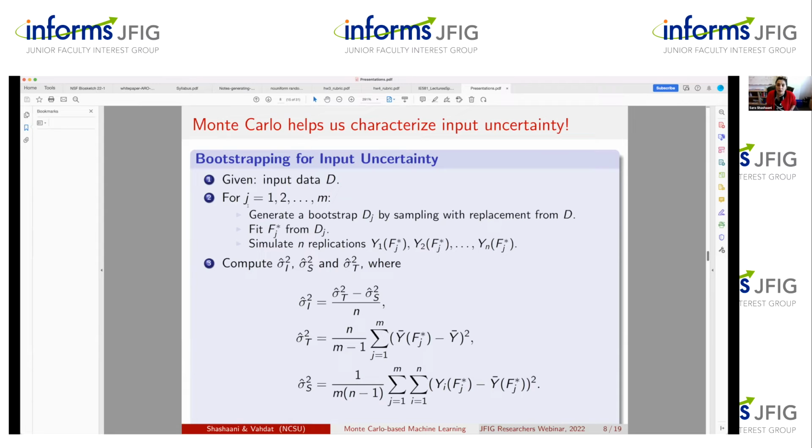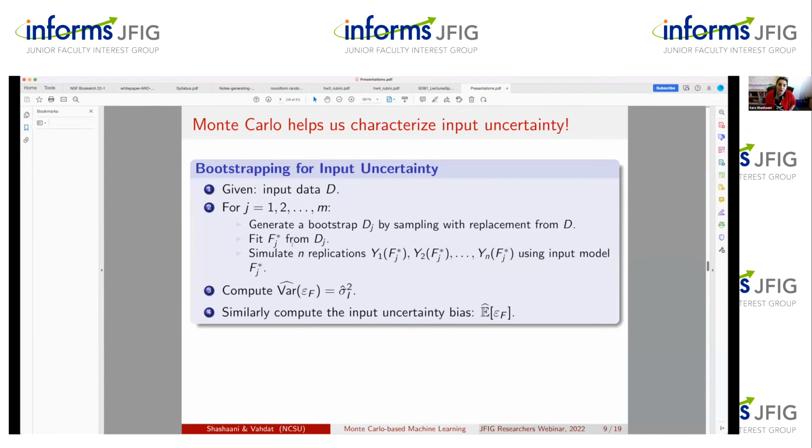You can see with bootstrapping, what we do is if we have a data set that I'm calling D, I can take bootstraps of it and then fit an input model to each of those bootstraps called F with a little star of J, and then get outputs from that input model. And following along with the literature, I can compute the variance of that epsilon of F, and I can do some similar computations to get a measure, or at least have a sense of whether or not there's going to be bias due to the input model.